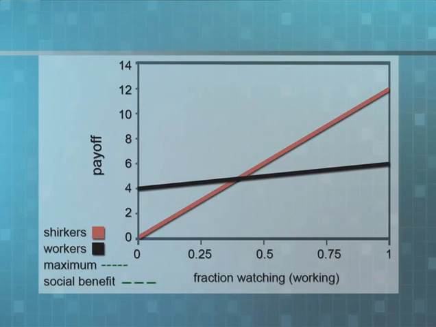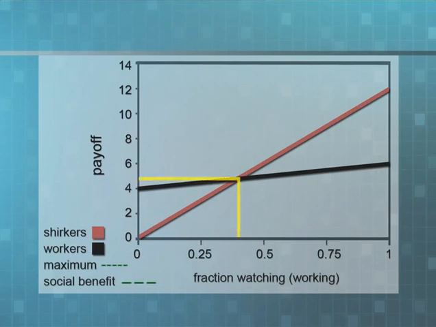Okay, now imagine this neighborhood starting with very few watchers. Then workers will do better than shirkers. So people will tend to switch from being shirkers to being workers. They'll watch. So that will move us rightward on the graph since we have more workers. On the other hand, let us start with a whole lot of watchers on the right-hand side of the graph. Then shirkers make more, so some of the workers are going to become shirkers and move the fraction of workers to the left. You can see that these processes of change stop when the two lines cross.